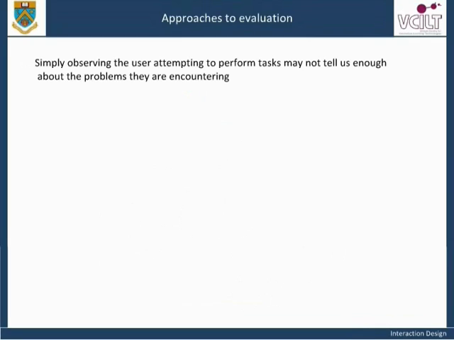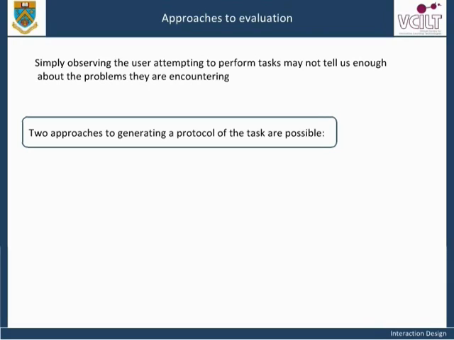Simply observing the user attempting to perform tasks may not tell us enough about the problems they are encountering. Unlike computer-generated logs, we cannot at present easily get a direct log of their actions and intentions. Instead, we have to rely on the user telling us what they were doing and why. Two approaches to generating a protocol of the task description of what the user does and why are possible.